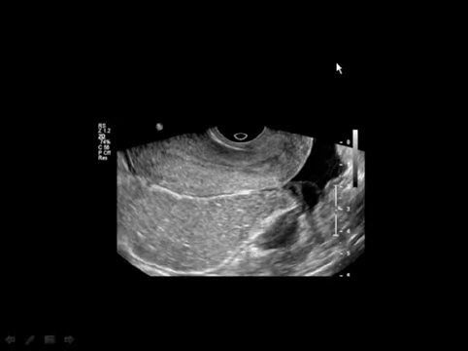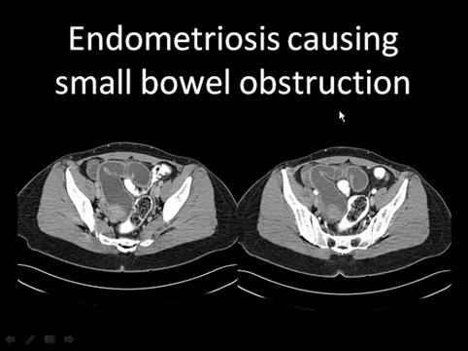This is a case of endometriosis causing a small bowel obstruction. Here is the dilated small bowel loop and the hyperattenuating endometrioma causing a narrowing of that loop.